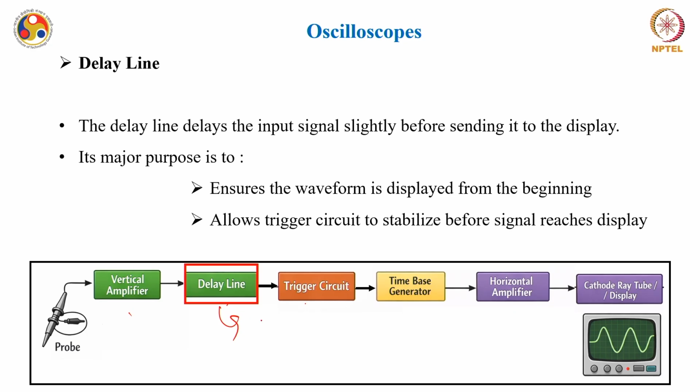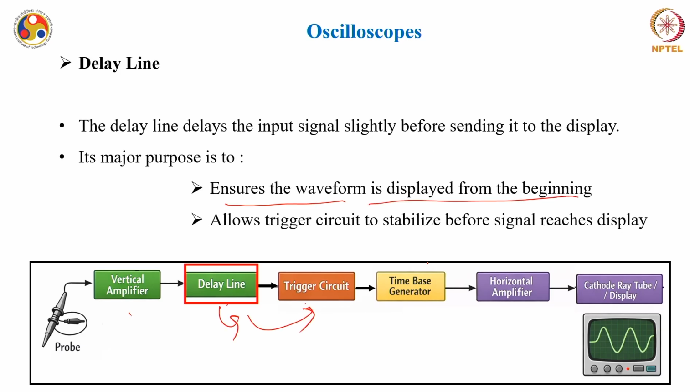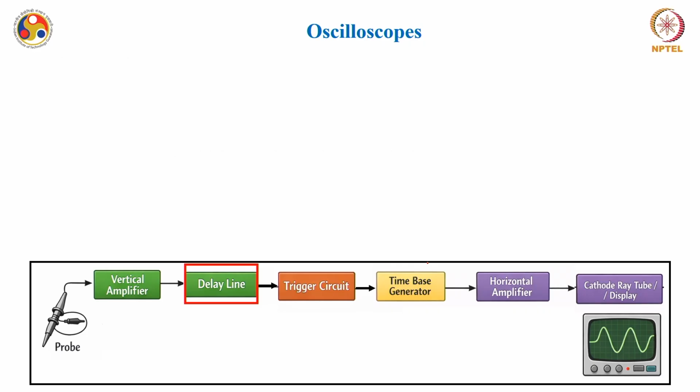So, it is not only helping you with ensuring that the waveform is displayed from the initial part of it, but it also helps the trigger circuit to stabilize before the signal reaches the display. Okay. Without a delay line, the initial part of the waveform may be lost and you may have only an instantaneous result, or maybe a very short signal, because you have lost the major part since there was no delay line available.